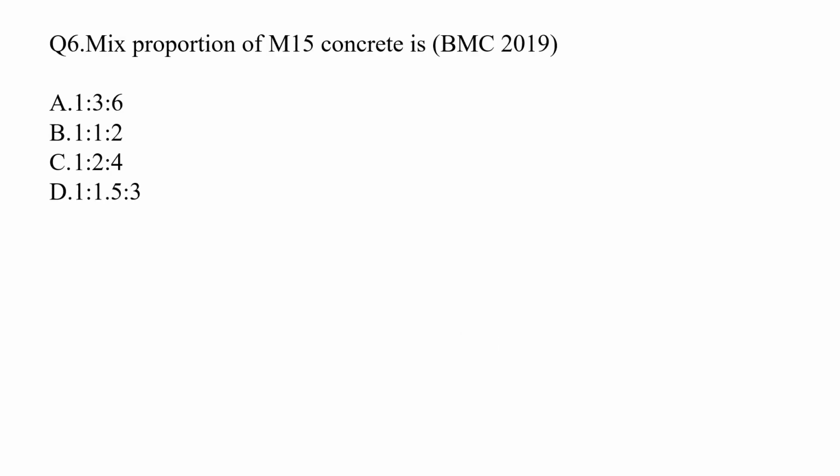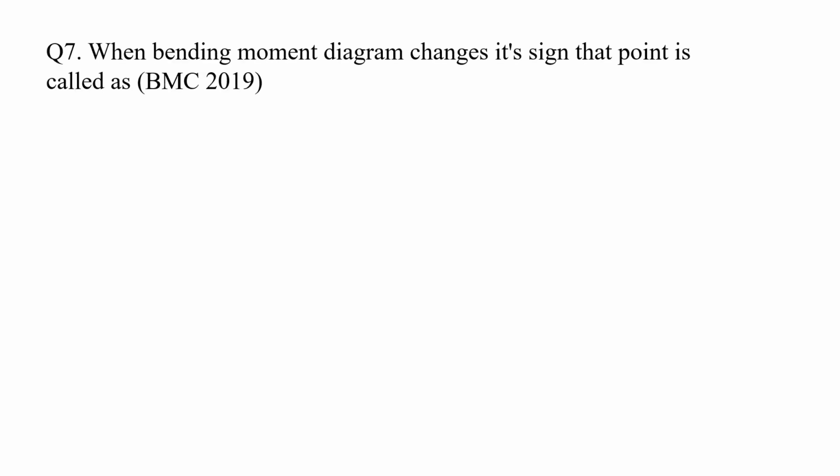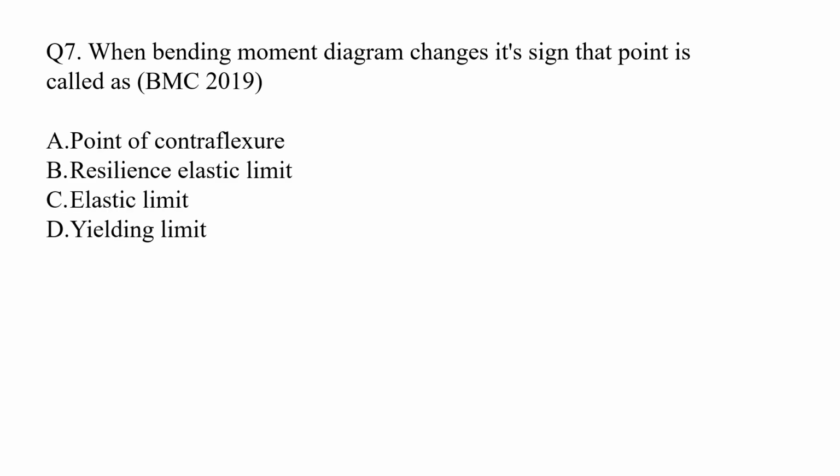Then same question related to mixed proportion for M15. So for M15, the ratio is 1 is to 2 is to 4. Then next question, when the bending moment diagram changes its sign, that point is called as. In case of bending moment, that point is the point of contraflexure.